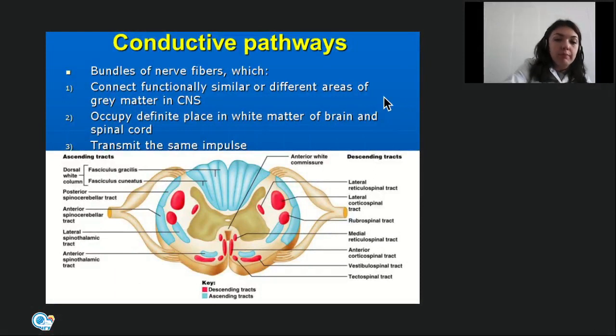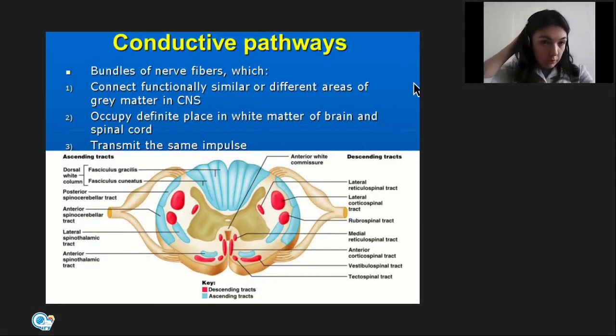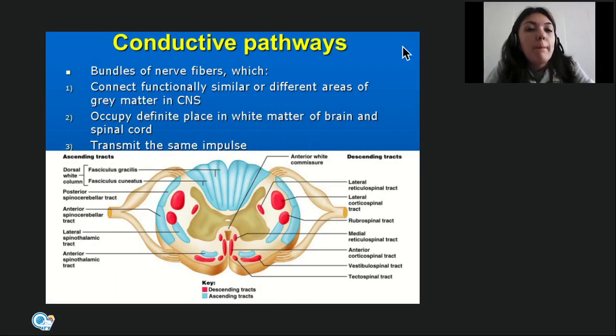Conducting tracts, the other point which we have to discuss today. Conducting tracts are bundles of nerve fibers which connect functionally similar or different areas of gray matter in the CNS. They occupy a definite place in the white matter of the brain and spinal cord, and they transmit the same impulse. We actually have already discussed these things at our practical classes.